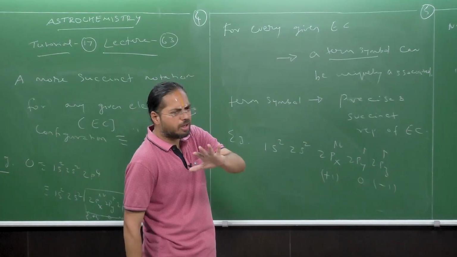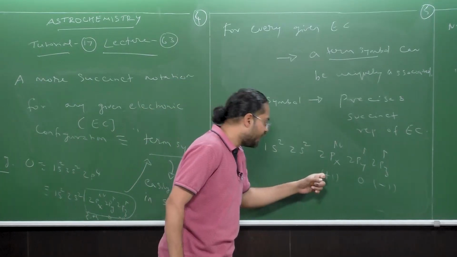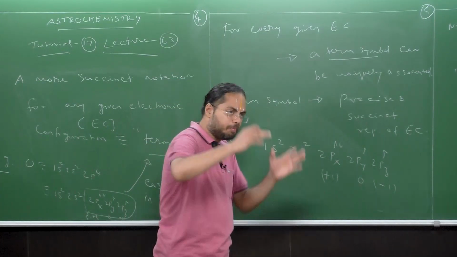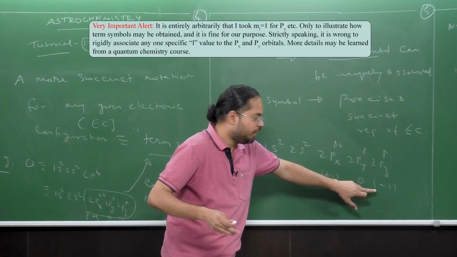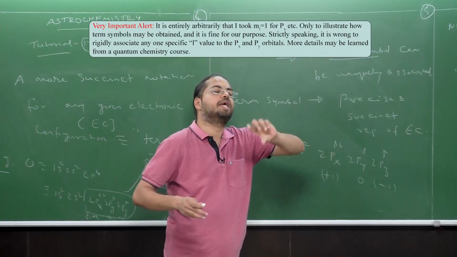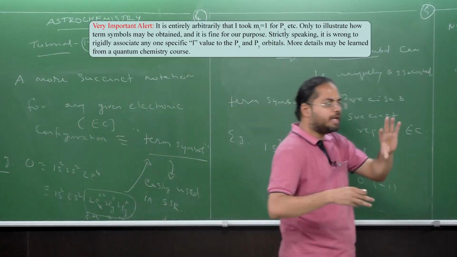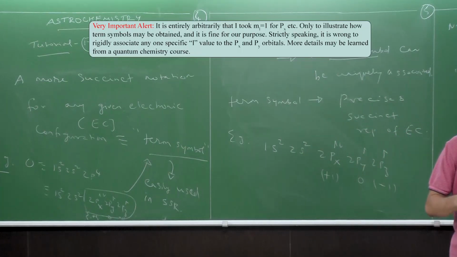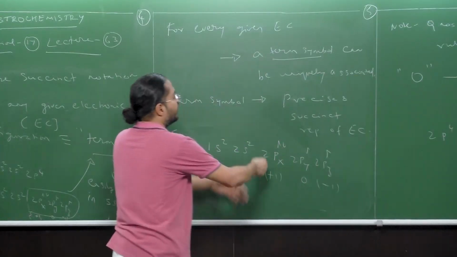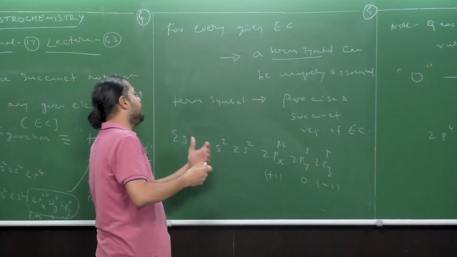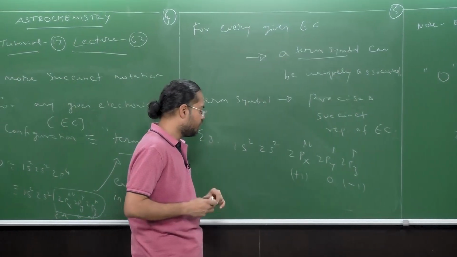So the ordering actually doesn't matter, but by convention, we're going to follow the maximum value of m sub l and go to the minimum value of m sub l. If you change the convention, you can still get the term symbol, but then you'll have to follow a different algorithm than what I'm going to be suggesting to you. For this particular electronic configuration, let us see how we come up with a more precise and succinct representation of the electronic configuration.